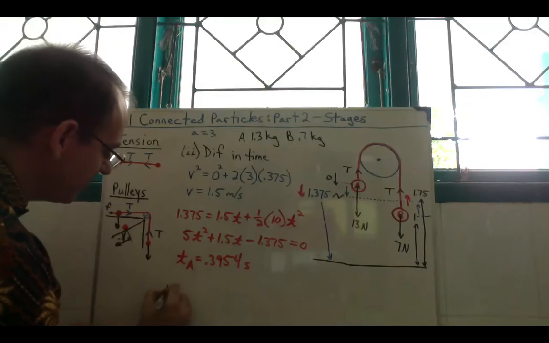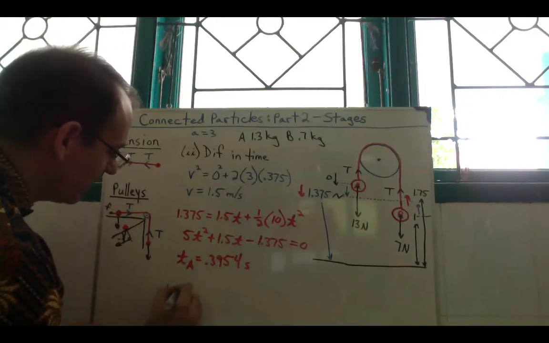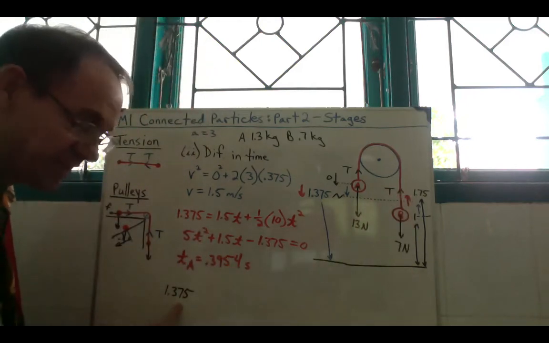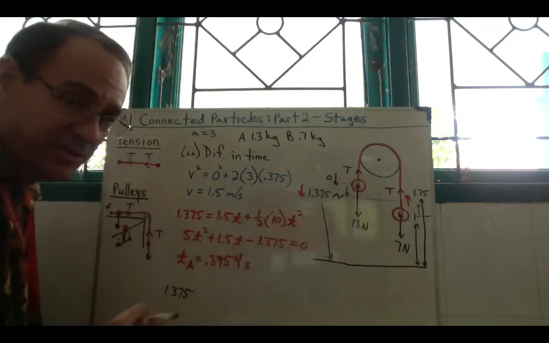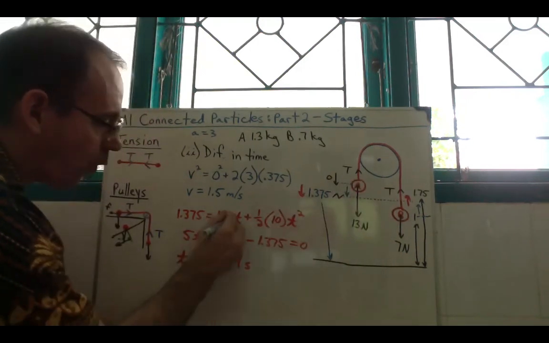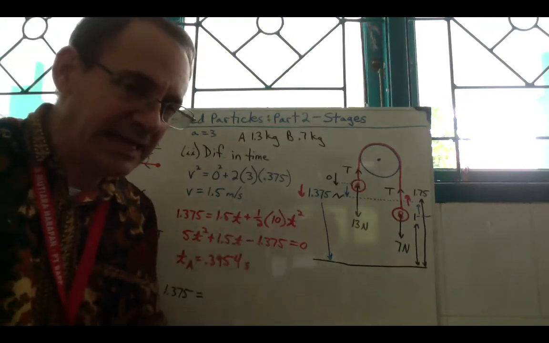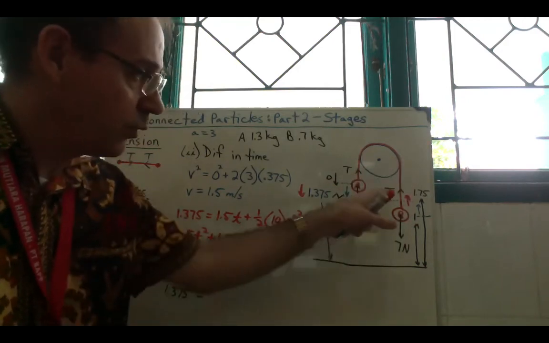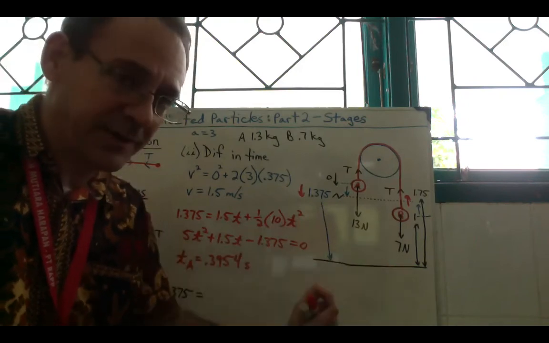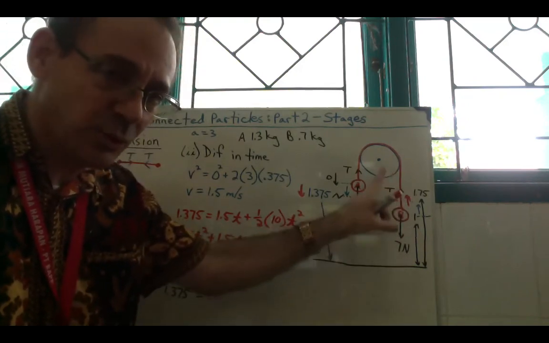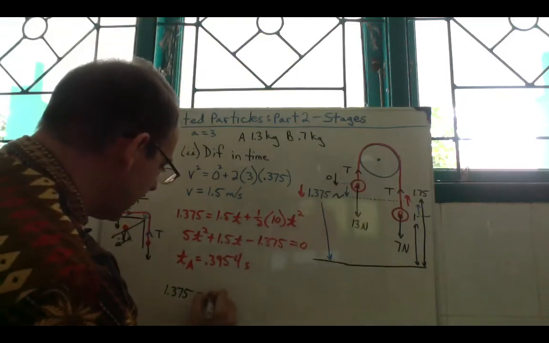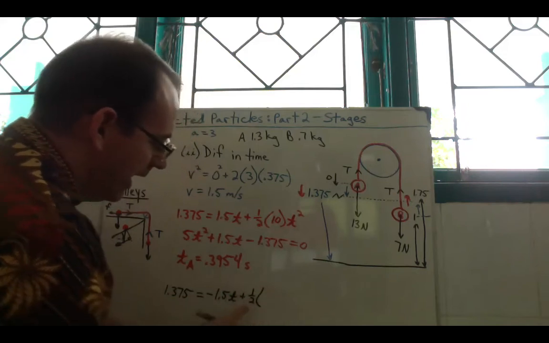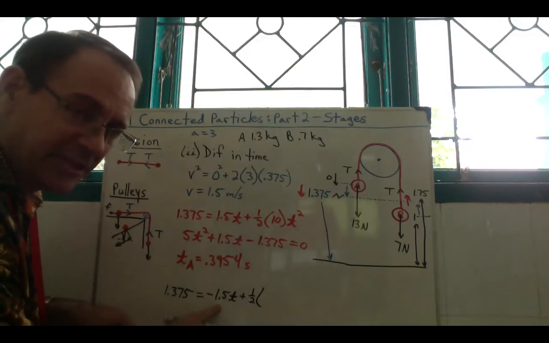So it's still 1.375 meters away from the ground. That's the displacement at the point that the string broke. But instead of 1.5, we're going to use a negative 1.5 because it's going away from the direction that we want to go. We want the particle B to be on the ground, and right now it's still on its way up. So we're going to use a negative 1.5 t plus 1/2, and our gravity is working against our velocity.